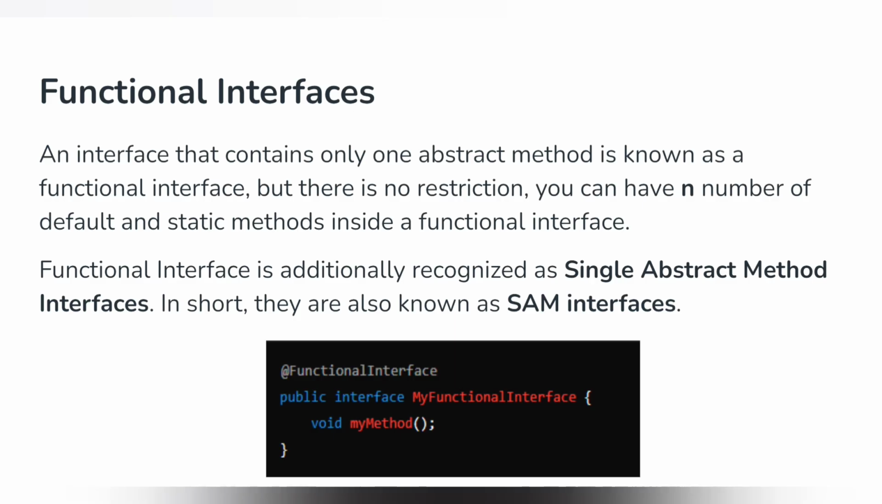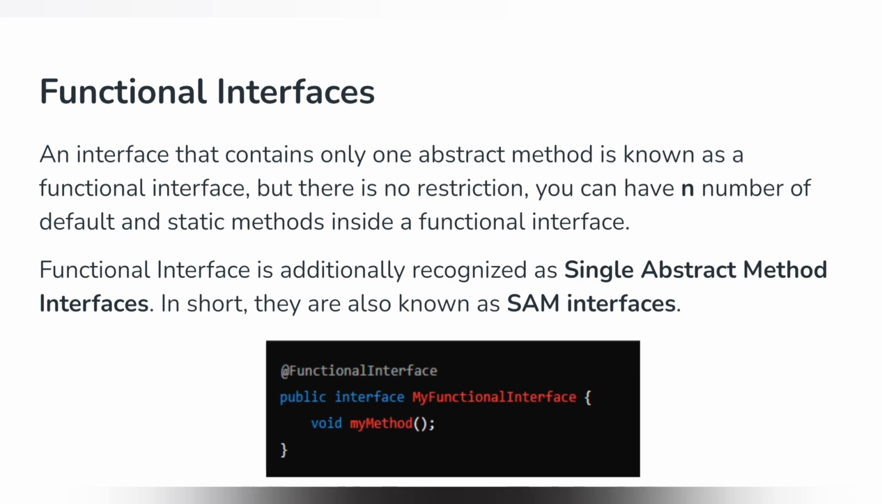Welcome to Code Coding. In this video, we will see the practical implementation of functional interface. In the previous video, we have already seen what is a functional interface. Functional interfaces are the interfaces that contain exactly one abstract method. They can have any number of default and static methods. Functional interfaces are also called single abstract method interfaces.